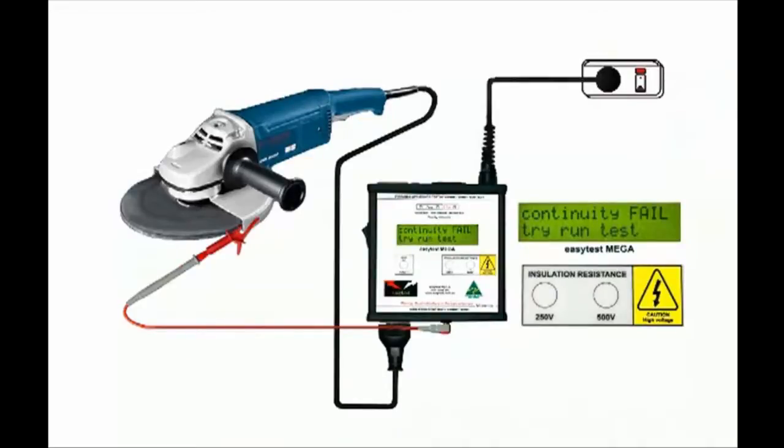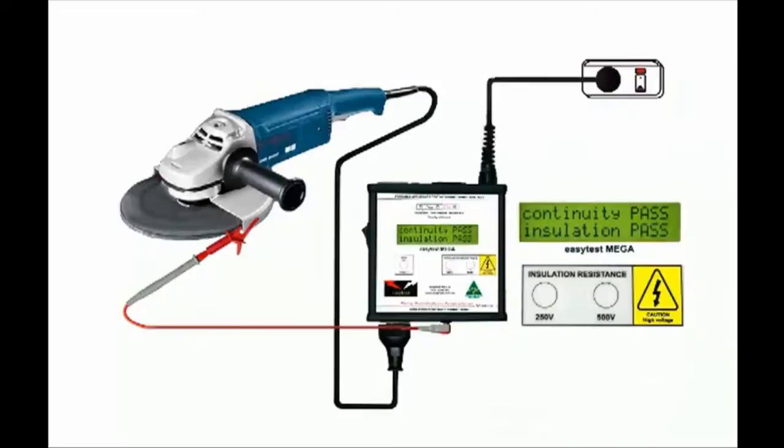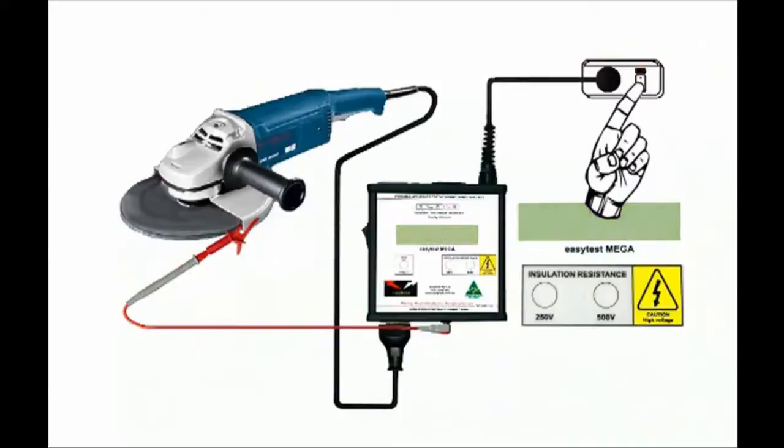However, it's only because we've not switched on the tool. So close the switch on the tool and try again. Continuity is OK now, so the insulation is checked, and it passes. The test will automatically terminate in 30 seconds, or press the 500 volt button again to stop it now. Test completed. It really is that easy.